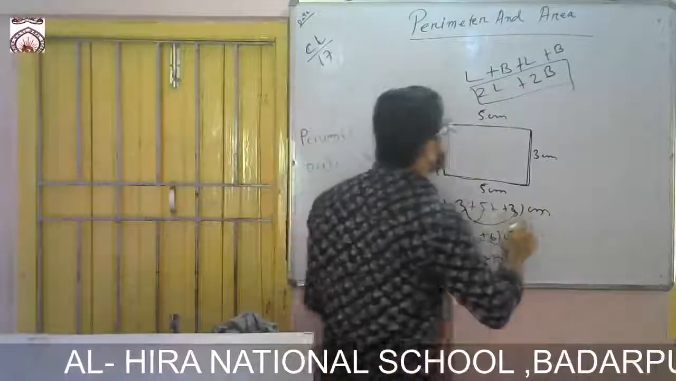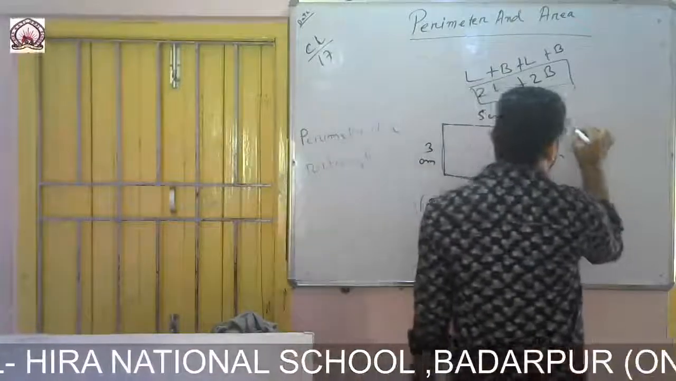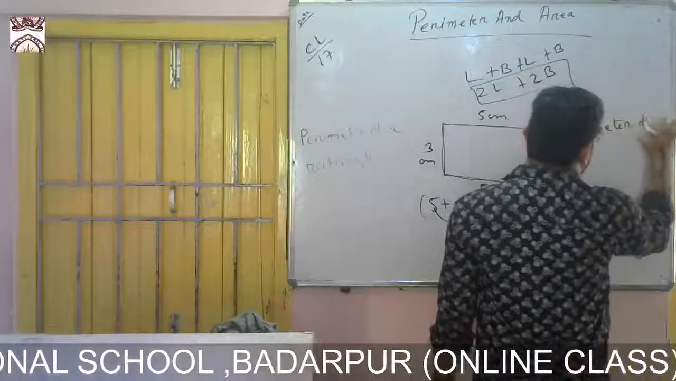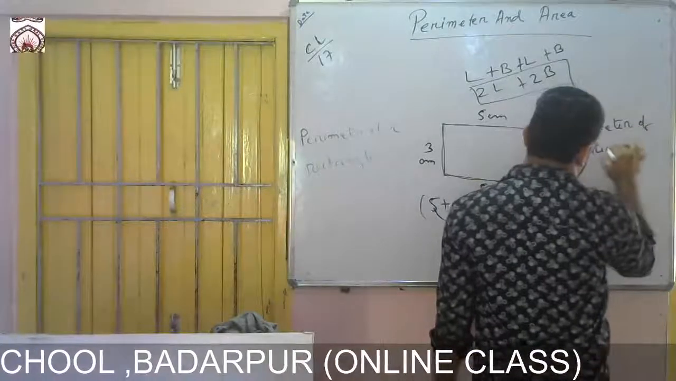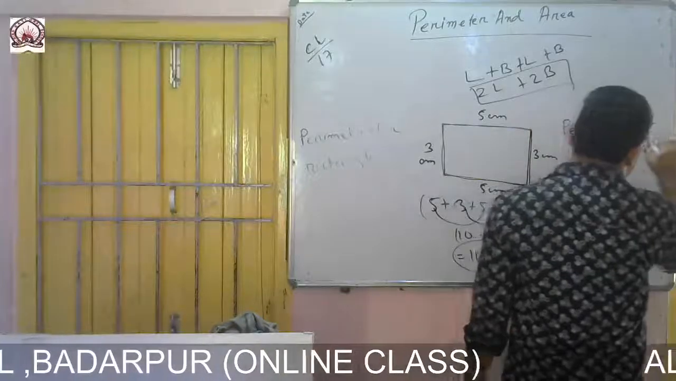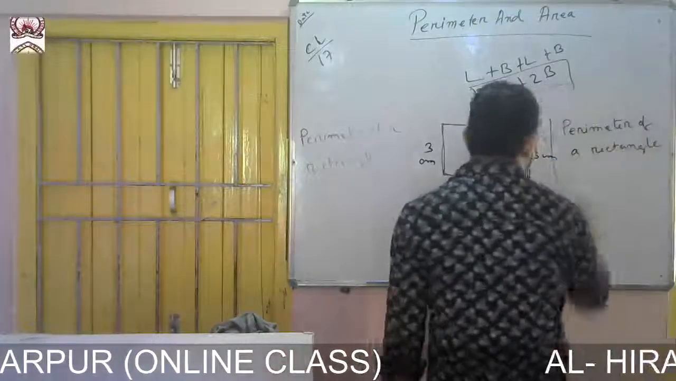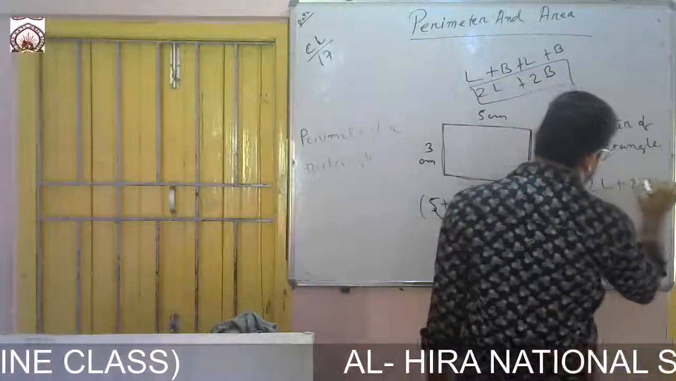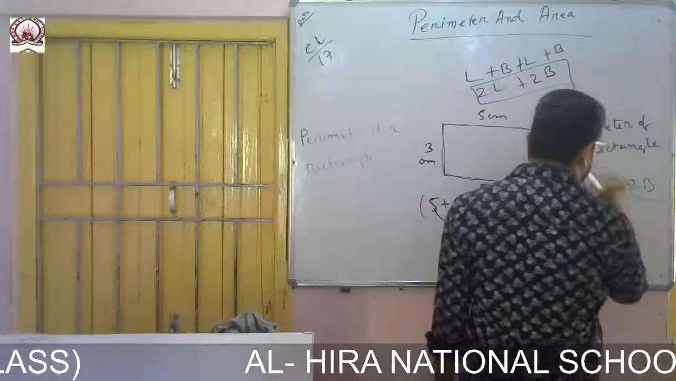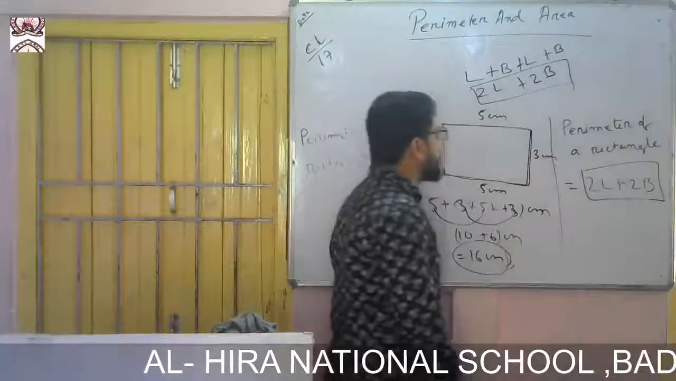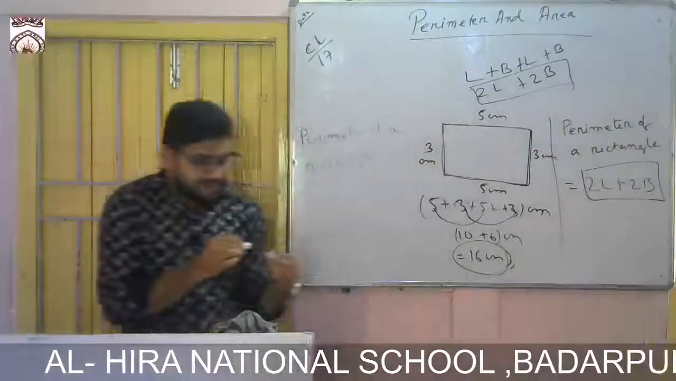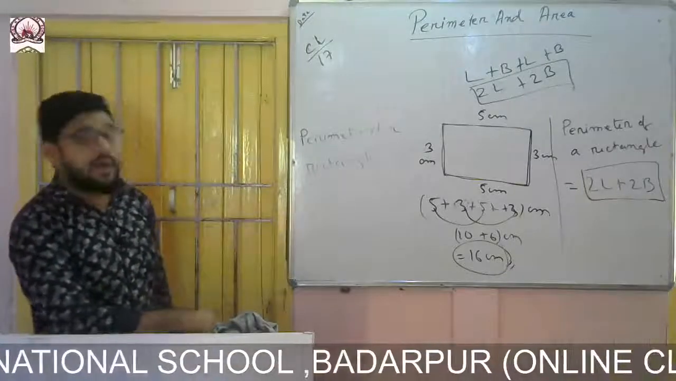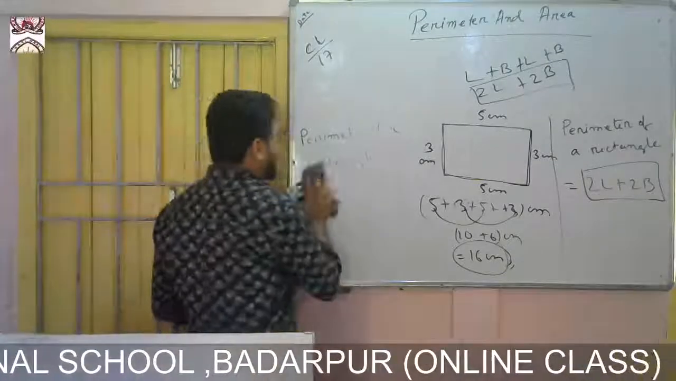See, the perimeter of a rectangle formula will be this one: 2L plus 2B. You write this formula in your copy. This will be the perimeter of a rectangle. Now let us find the perimeter of a square. So let me draw a figure of a square.